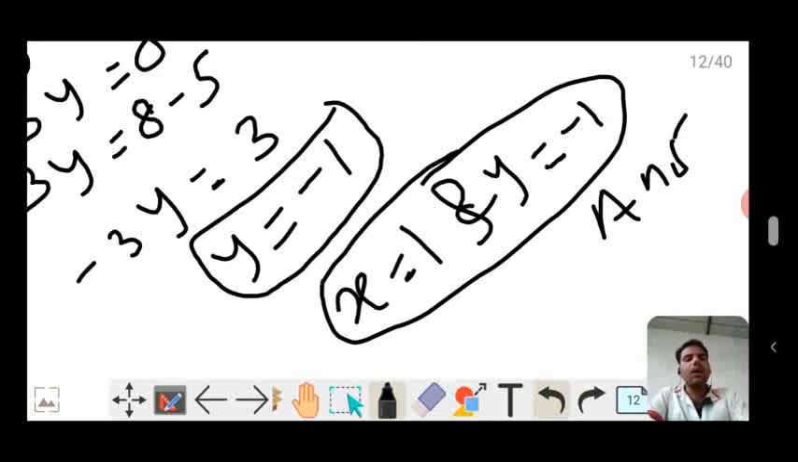So again we will solve this equation by the method of substitution. Okay, so let's see how to solve the same example with the method of substitution.